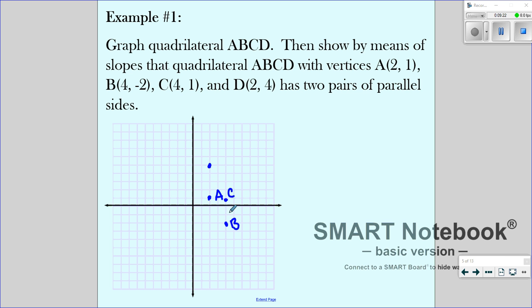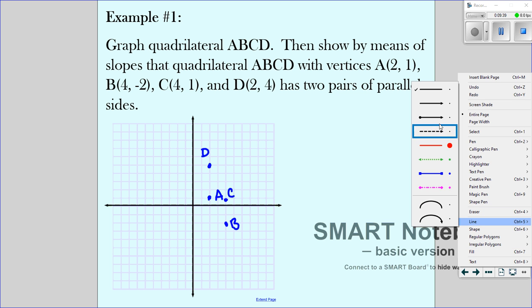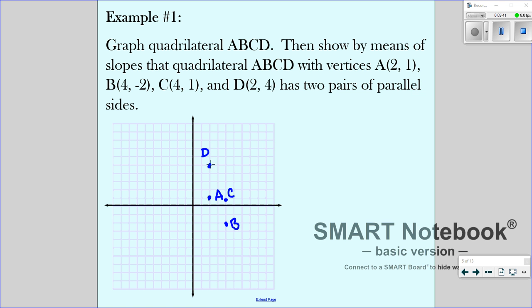To make sure I have everything correct: A is 2, 1. B is 4, negative 2. C is 4, 1. And D is 2, 4. Okay. I'm going to use my line to connect this. Okay, so that's our shape.